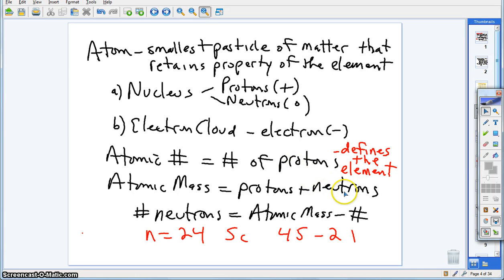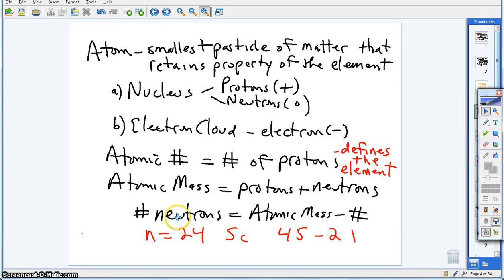Now, neutrons can vary. So we can have isotopes of an element that have different numbers of neutrons where the proton number is the same. So the atomic mass looks at the combination of protons and neutrons. Electrons play no role in the mass of an atom, and 1 electron is less than 1/1800th of the mass of a proton or neutron. So that's why they really don't enter into the equation at all.